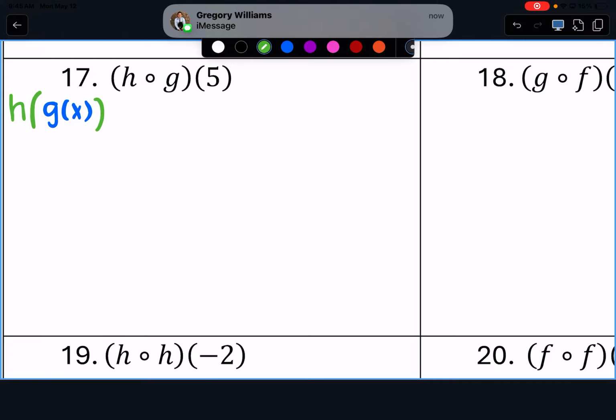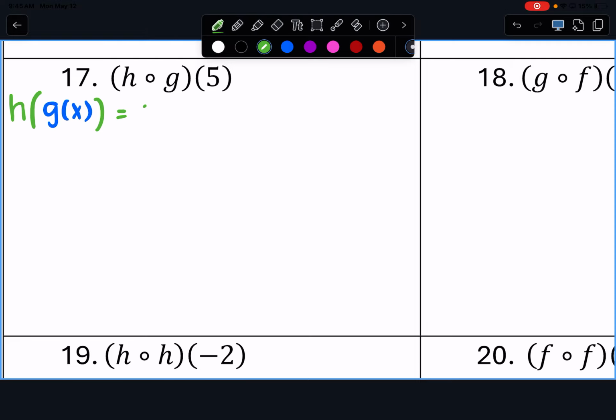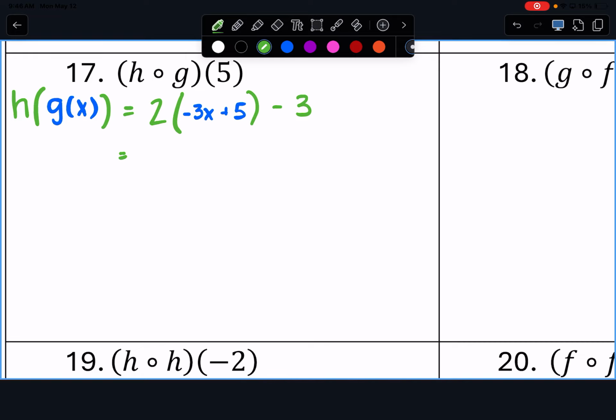And we're going to plug in. So what is function h for this? Then what is function g? Negative 3x plus 5. Then we just distribute. So we get 2 times negative 3x is negative 6x. 2 times 5 is 10, minus 3. So we get negative 6x plus what? What is 10 minus 3?